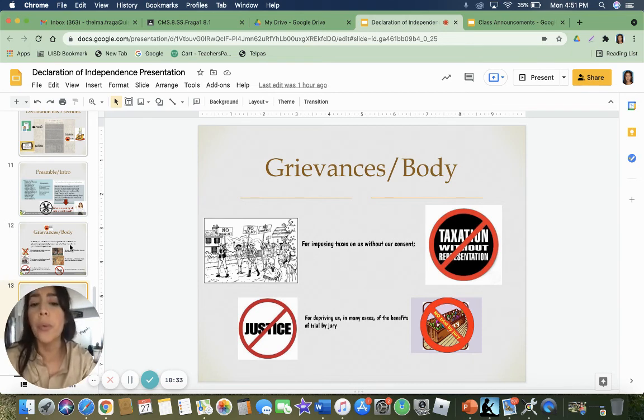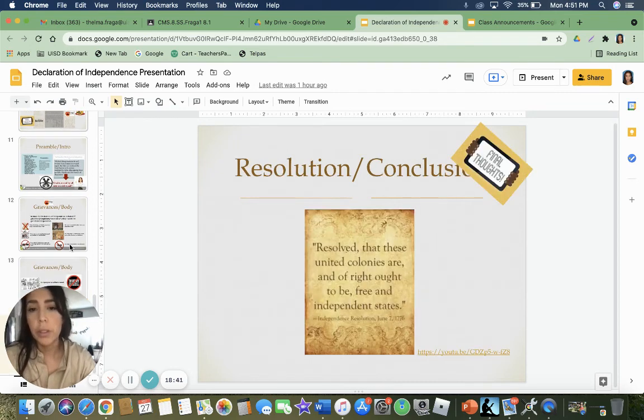And then the last one, for depriving us in many cases the benefits of trial by jury. So a lot of times when the colonists were accused of a crime, they were not given trial by jury. So there's some of the complaints or the main grievances that were listed in the Declaration of Independence. And then in the conclusion, were basically the resolution, their final thoughts. Resolve that these united colonies are and right ought to be free and independent states. They're basically saying, look, we should be free because of all of the reasons that we mentioned to you, listed above. And that basically sums up the Declaration of Independence, guys.